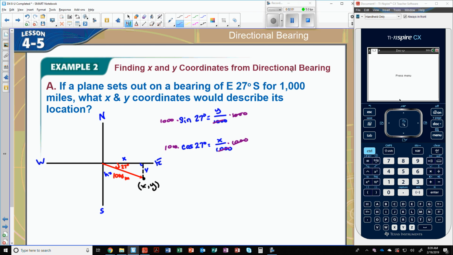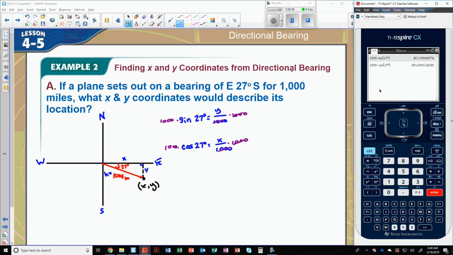So I'll come over here, go to menu, choose my calculator, and type 1,000 times sine of 27 degrees. Though my calculator is in degree mode up there, I always am safe. I press the pi button and hit degrees like that. I'll press enter. That gives me my y, except we'll need to change that to negative. And now I'm going to do this again, and I'm going to change this to cosine. If you don't know this, you can just delete the sin and replace it with cos, just like that.